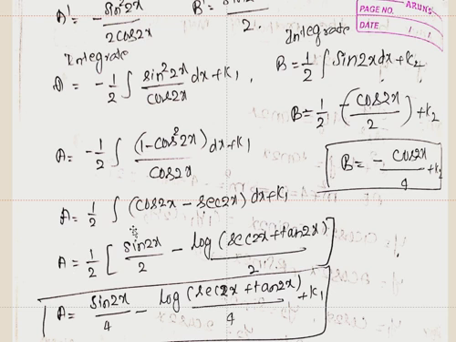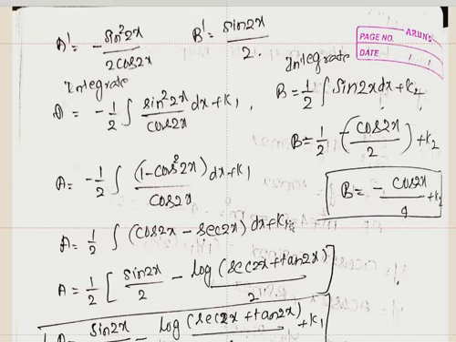A is equal to 1 by 2. Integrate cos 2x. The integration of cos 2x is sin 2x divided by 2. Minus the integration of secant 2x is log of secant 2x plus tan 2x divided by 2. Plus the integration constant k1. Here A is equal to, multiply 1 by 2. Therefore, sin 2x divided by 2 into 2 is 4. Here plus into minus is minus. Log of secant 2x plus tan 2x divided by, here 2 into 2, 4, plus k1. Here write k1 plus k1, that is the integration constant. This is capital A.